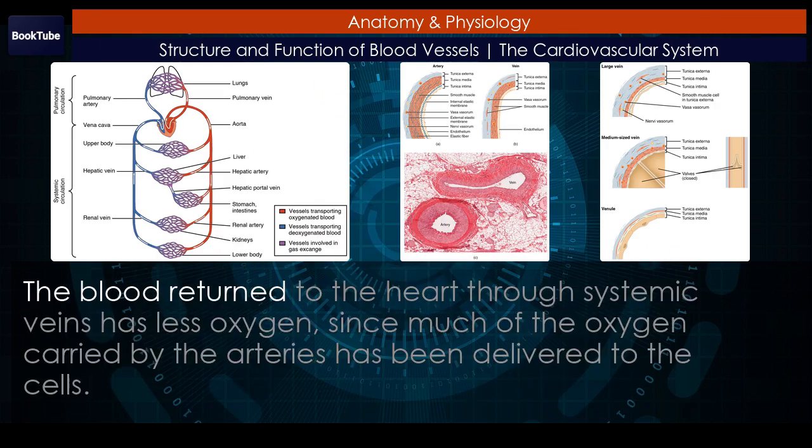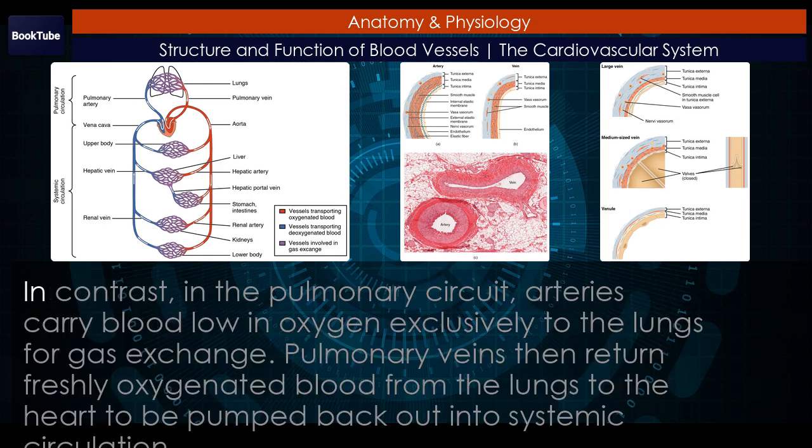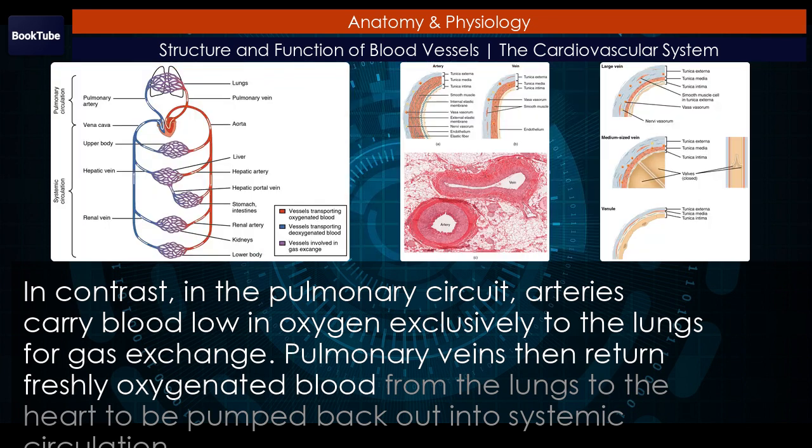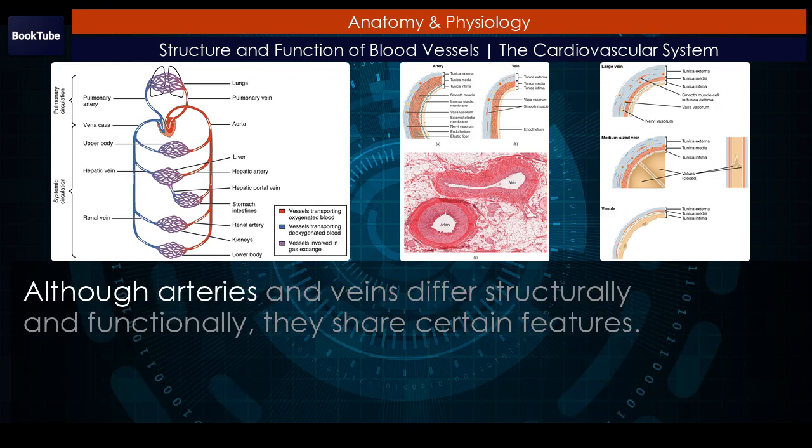The blood returned to the heart through systemic veins has less oxygen, since much of the oxygen carried by the arteries has been delivered to the cells. In contrast, in the pulmonary circuit, arteries carry blood low in oxygen exclusively to the lungs for gas exchange. Pulmonary veins then return freshly oxygenated blood from the lungs to the heart to be pumped back out into systemic circulation. Although arteries and veins differ structurally and functionally, they share certain features.